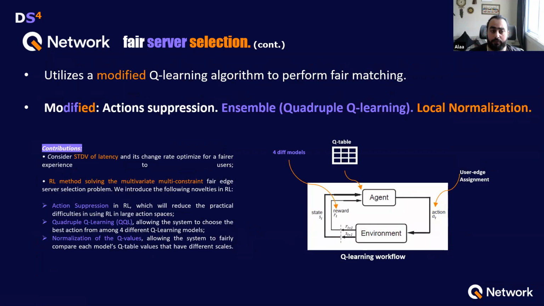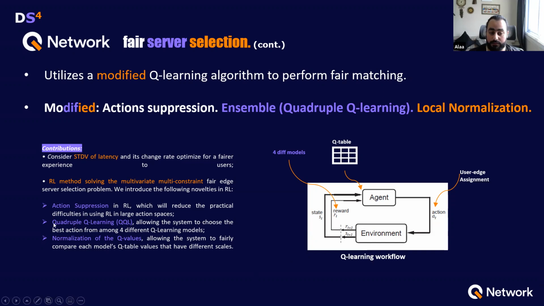Jumping inside Q-network, it uses a modified Q-learning algorithm to perform this fair matching. It's modified and comes in three separate stages. We introduce something we call action suppression, which reduces the practical difficulties of using RL in large action spaces, and reduces the taking of actions that are nearly occupied. We also used quadruple Q-learning, which uses four different Q-learning models to come up with an ensemble model that outperformed the actual four. And then we use local normalization in order to fairly compare the four different models all together in one.